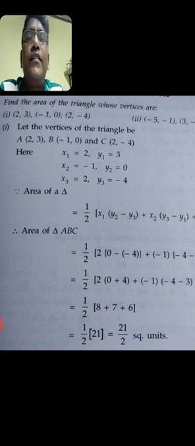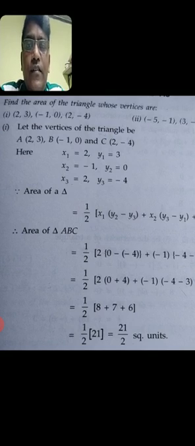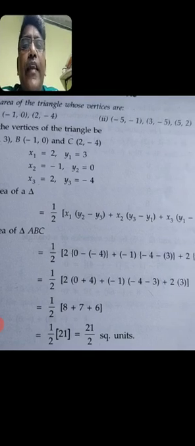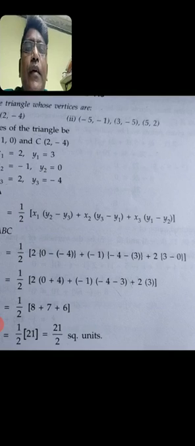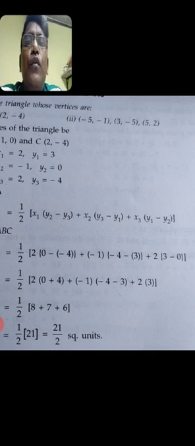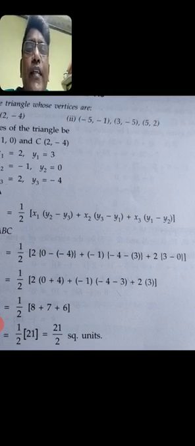Clear to you? Let the vertices of the triangle be A, B, C. According to that, x1 equals 2, y1 equals 3, x2 equals minus 1, y2 equals 0, x3 equals 2, y3 equals minus 1. Here 2 sums are there. One sum I am explaining, and in the exercise-wise videos I will explain the other sum to you. So the formula is ready for you. Area of triangle equals 1 upon 2 of x1 of y2 minus y3 plus x2 of y3 minus y1 plus x3 of y1 minus y2. So your x1 y1, x2 y2, x3 y3 are ready.